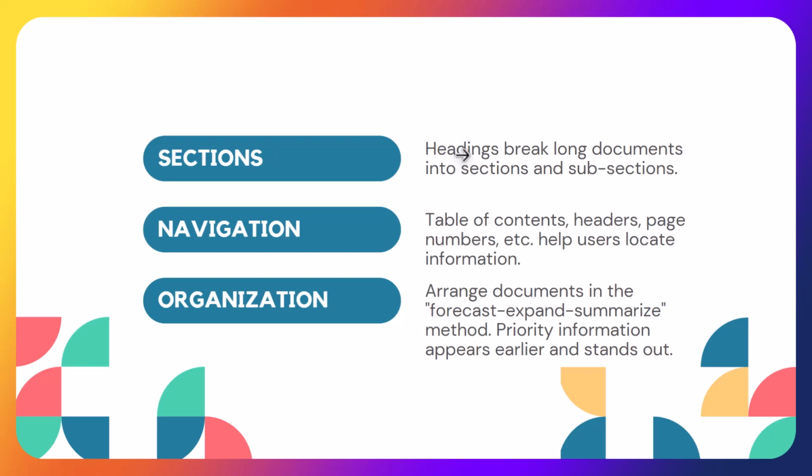In terms of organization, sometimes we tend to write our ideas down as they come to us. And the way we think isn't necessarily going to accommodate the way our reader reads. And so we want to have a clear organization within the document and within sections. I like to use what I call the forecast, expand, summarize method, which is priority information occurs earlier and less important information later. But also, underneath the heading, I'll tell the reader what's coming up in this section, then I'll expand on it, and then I'll wrap it up.